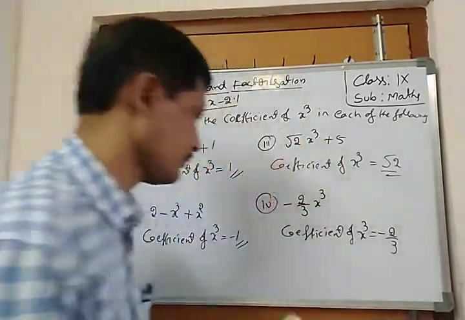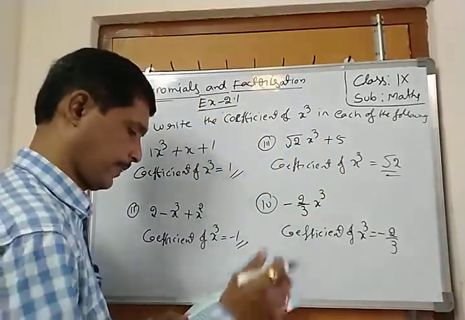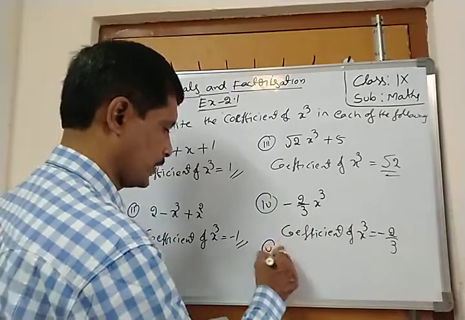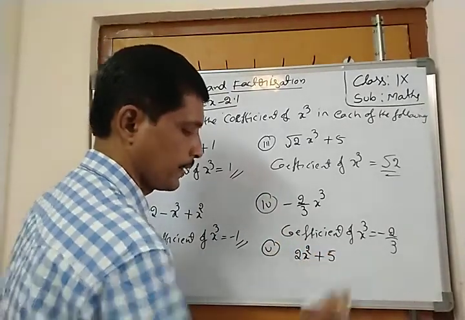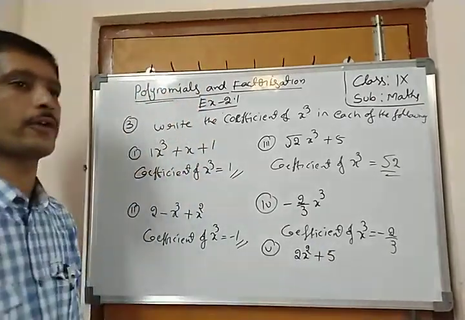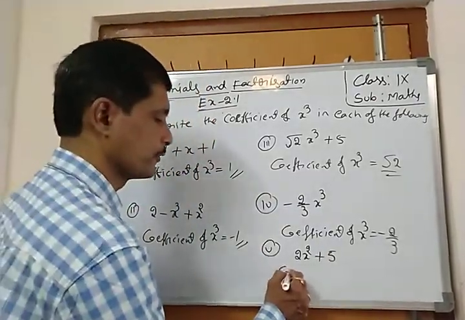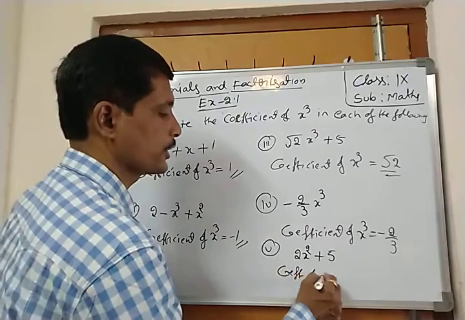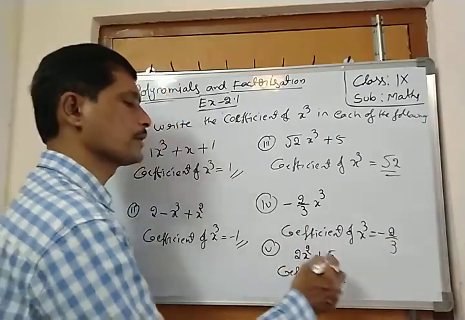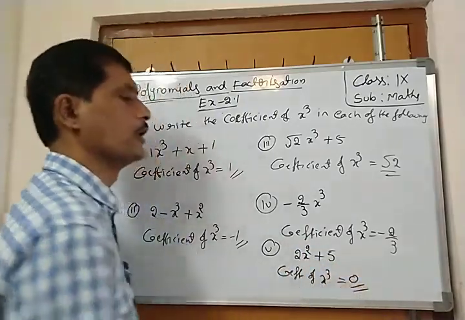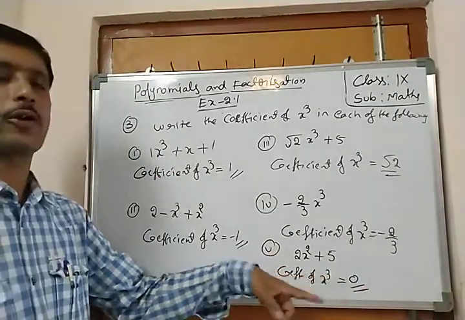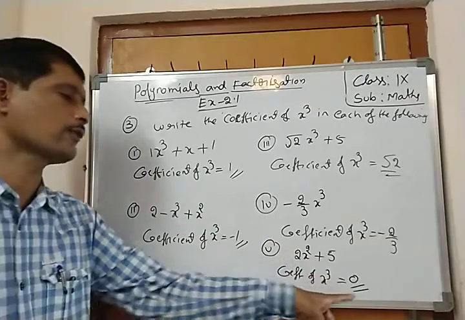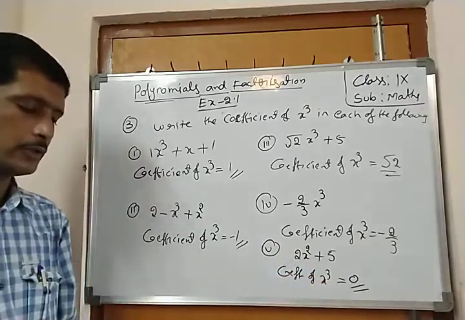Suppose here, fifth question, 2x square plus 5. Here 2x square plus 5, the coefficient of the x cube term. The x cube term is not there, therefore that is 0. The coefficient of the x square term is 2. The x cube term is not there, therefore that value is equal to how much? That is 0.